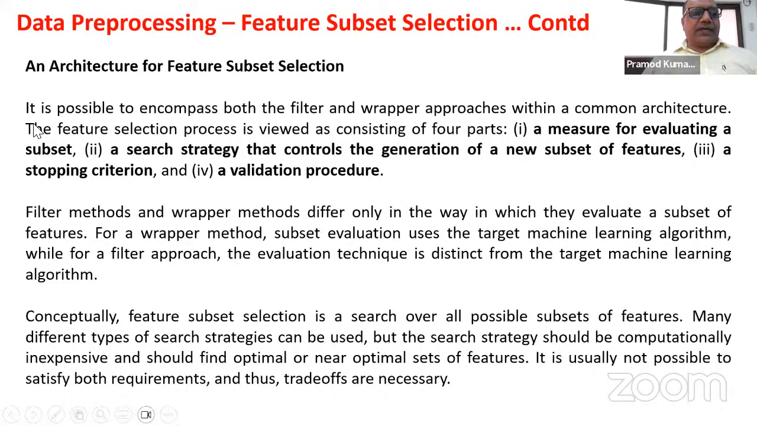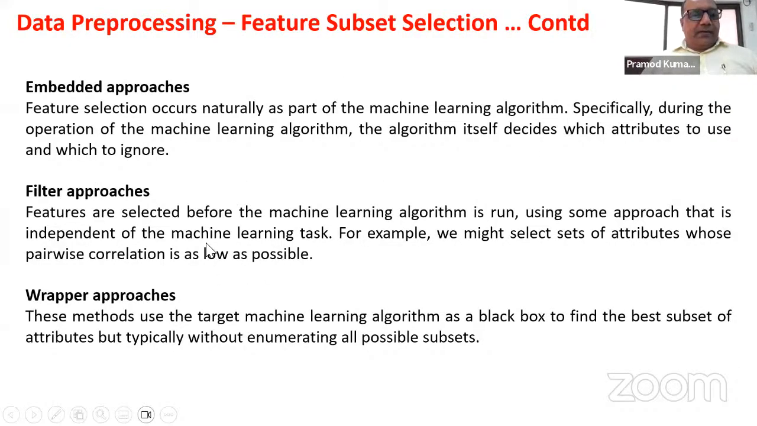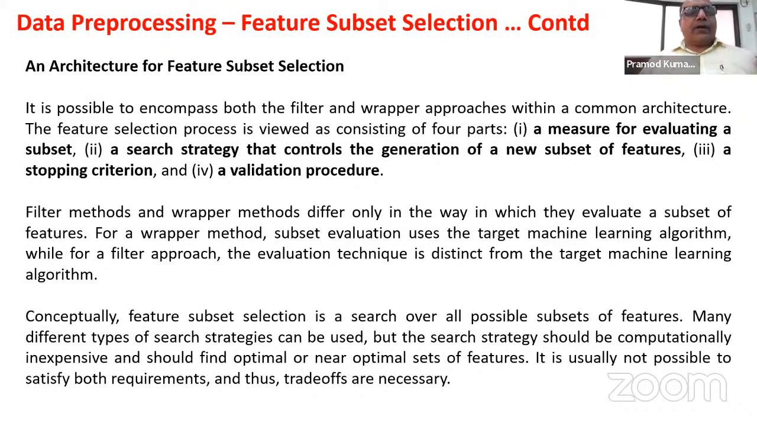What is written here is an architecture for feature subset selection. It is possible to encompass both the filter and the wrapper approach within a common architecture. So the wrapper and the filter approaches can be explained in a better way using one common architecture. In that architecture, the feature selection process is viewed as consisting of four parts.